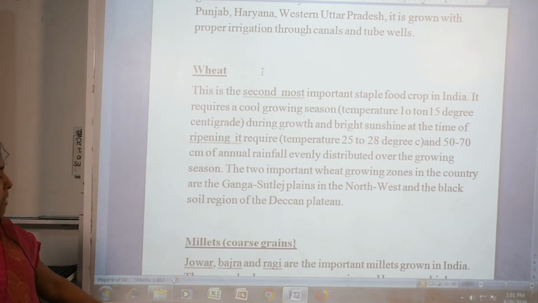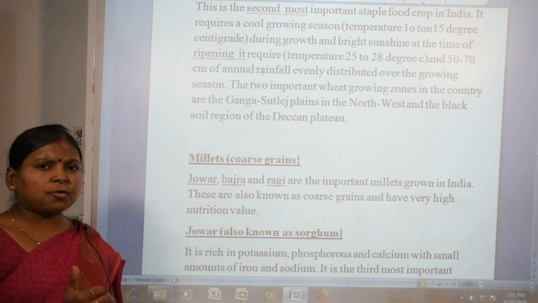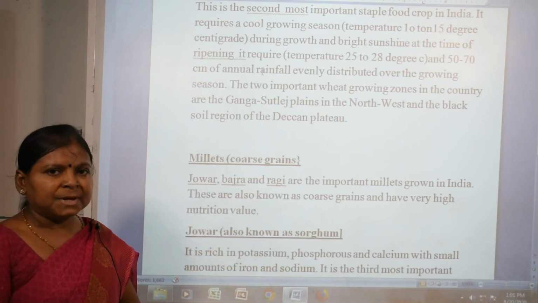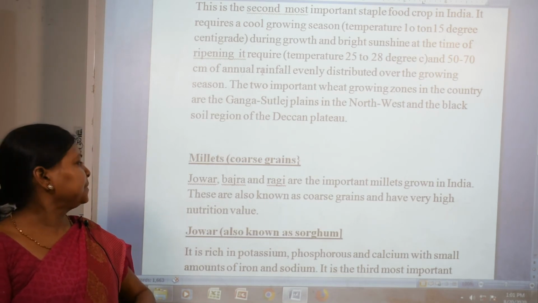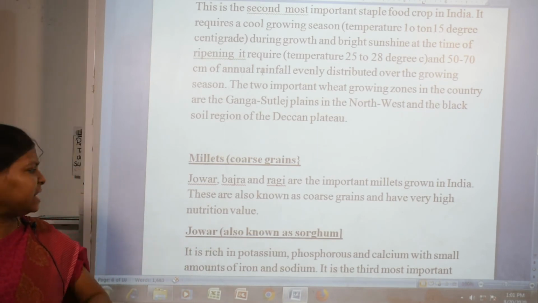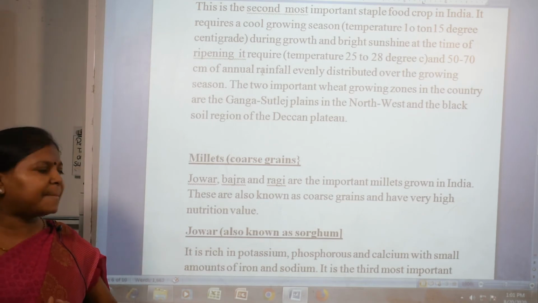Millets. These are called coarse grains. Do you know which crops come under these? These are jowar, bajra and ragi. These are the important millets grown in India. See, these are also known as coarse grains and they have a very high nutrition value. You just see which type of nutrients are present in them.